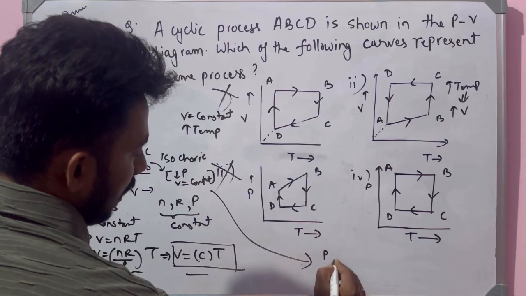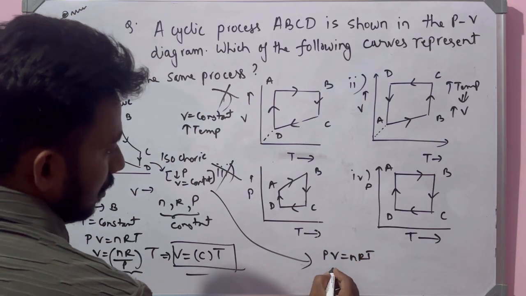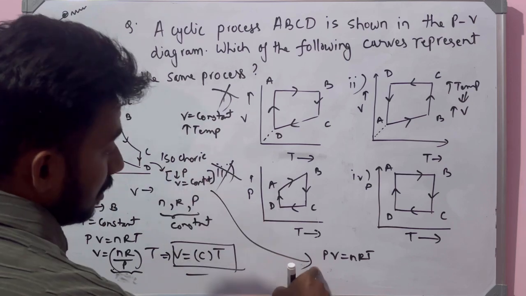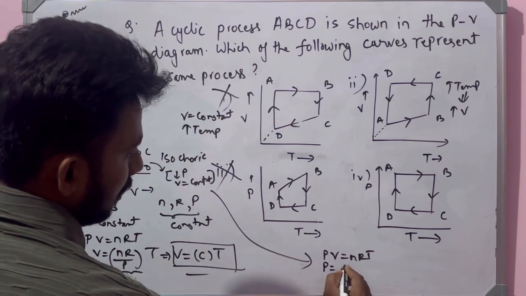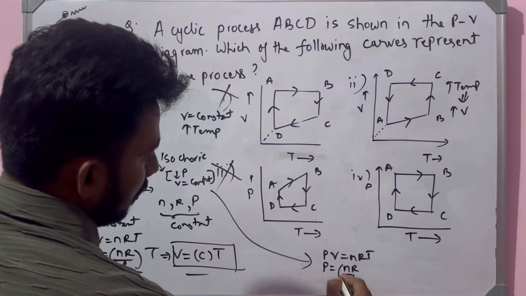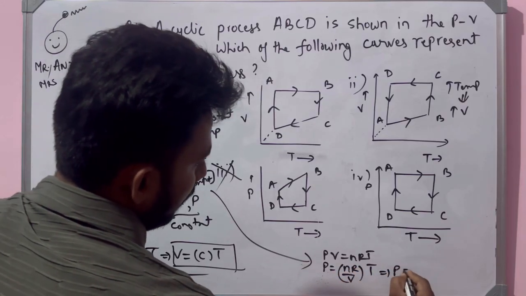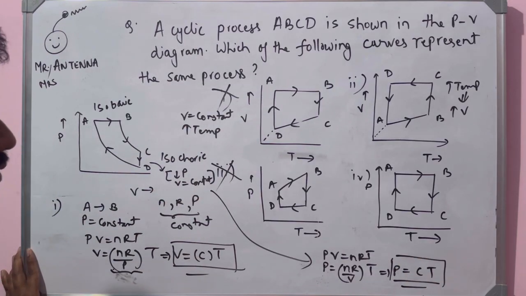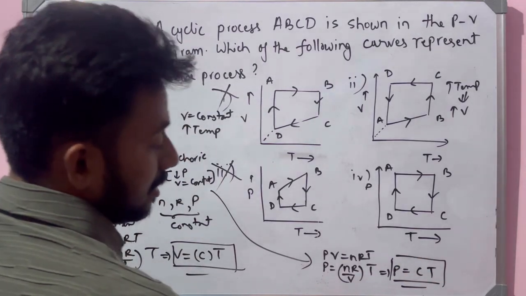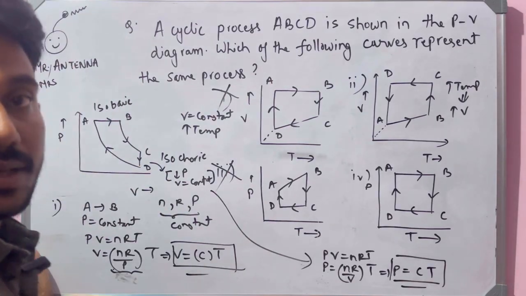Apply ideal gas equation. PV equals nRT. ठीक है? So there is a decrease in the pressure, and volume remains constant. So P I can write nR by V into T. N constant, R constant, V constant. So we can write P is equal to some constant into T. है ना? Means if my pressure increases, my temperature also has to increase. Pressure decreases, temperature also has to decrease.